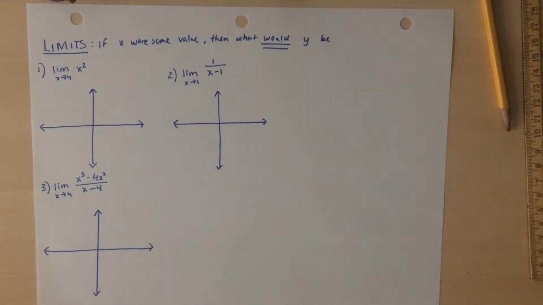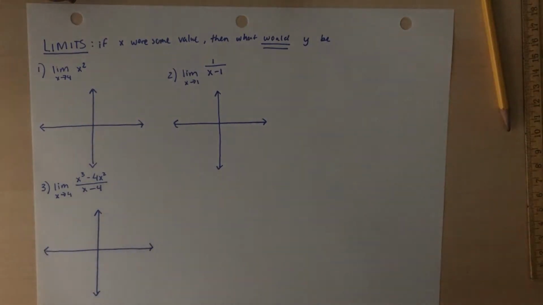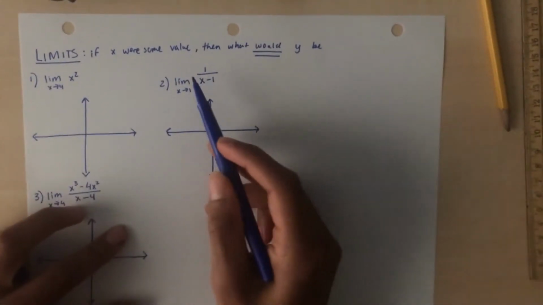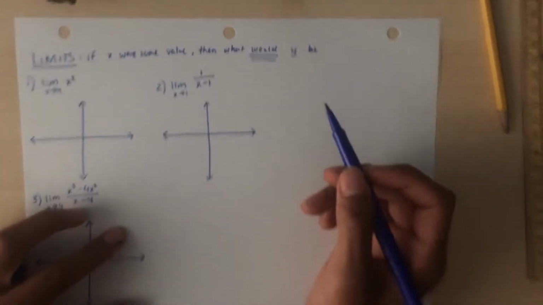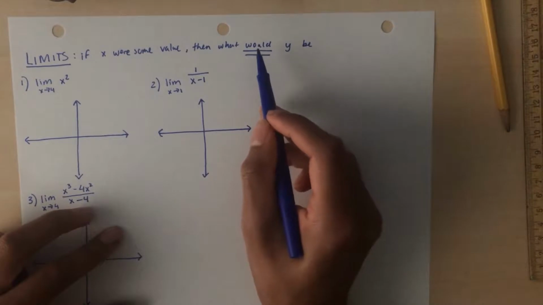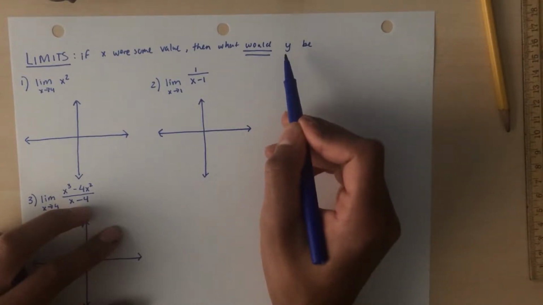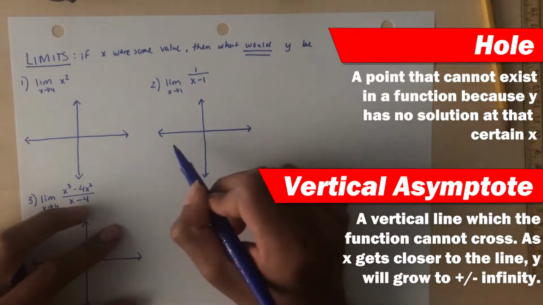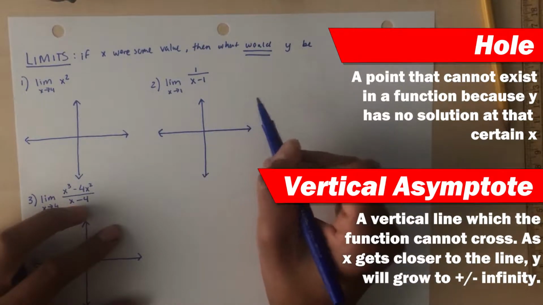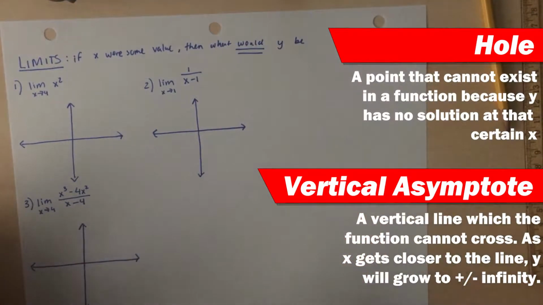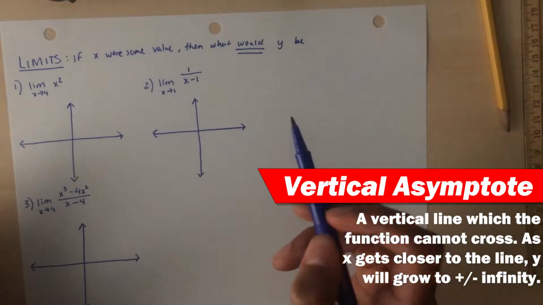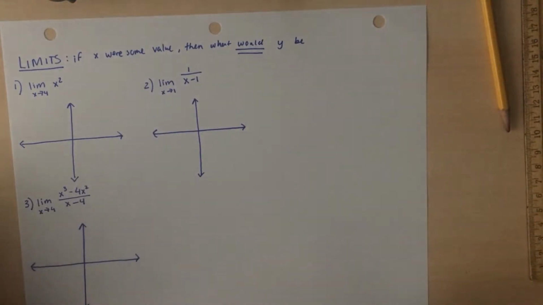Alright guys, let's talk about limits. So the way I like to talk about limits is by the definition that I created that I feel basically sums it up. If x were some value, then what would y be? And I underlined the word would because sometimes y doesn't exist. Sometimes it's a hole, sometimes there's a vertical asymptote, or maybe it jumps from one value to another. So we're basically predicting what y would be if it was defined, or if it's defined, then what would that defined y value be?